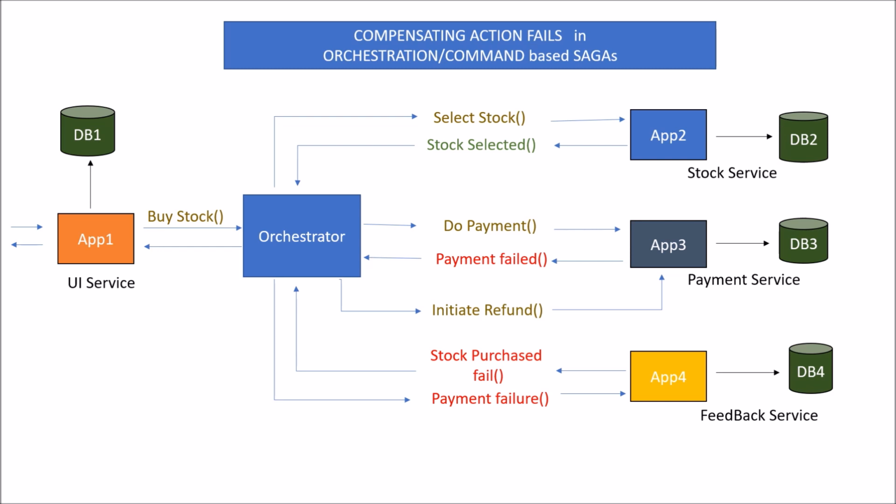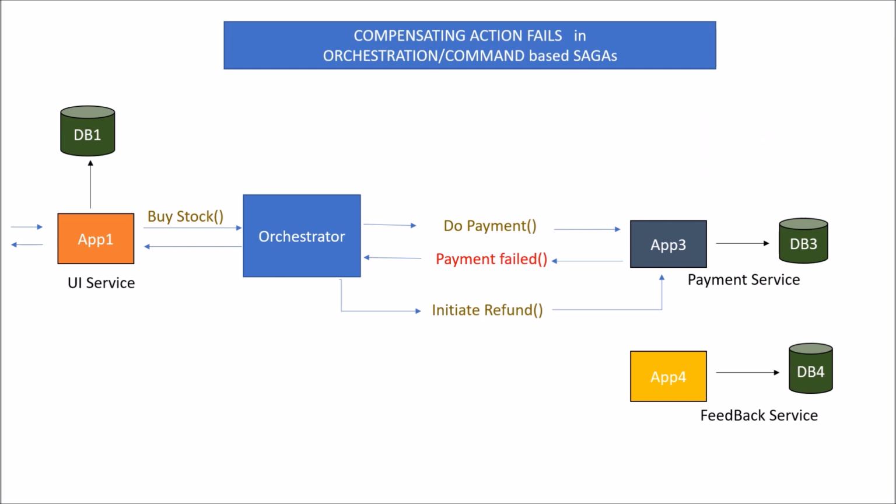So remove all the unwanted parts from here. We have a simple use case of failure. The payment service has deducted the money but generated payment failed. Now the orchestrator has initiated the refund. Let's suppose this initiation of refund failed.